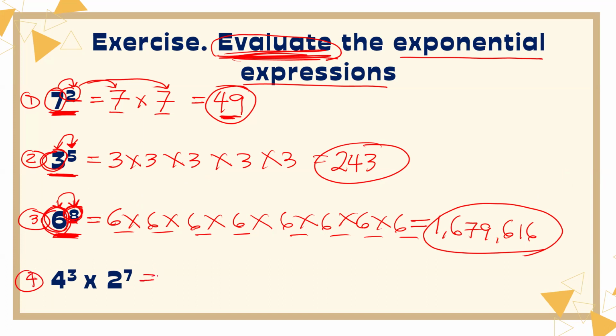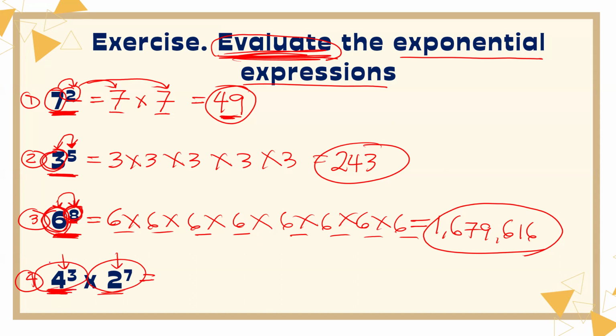We have 4 cubed times 2 to the 7th. So we have two exponential expressions multiplied to each other. Let's solve them one by one. So you have 4 to the third, or 4 cubed, right? And 2 to the 7th power. Okay, let's do the 4 to the third power first.